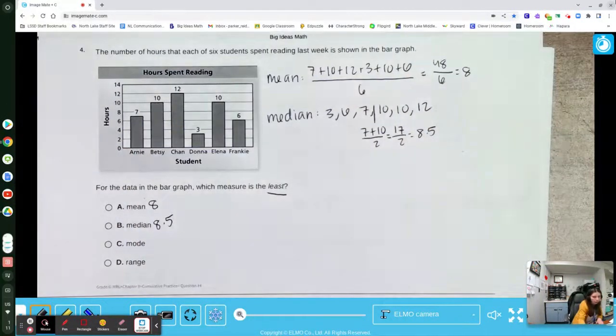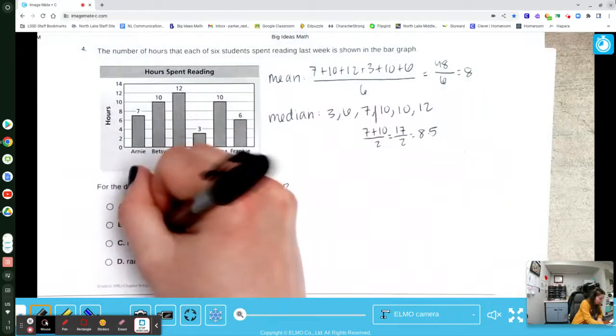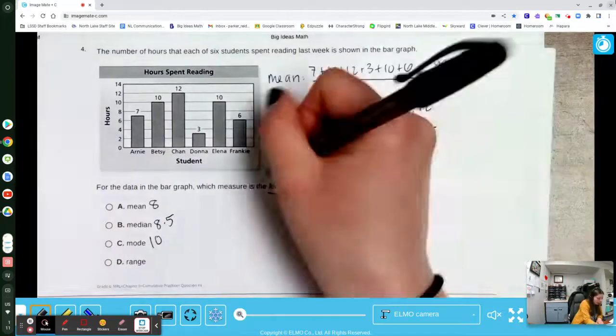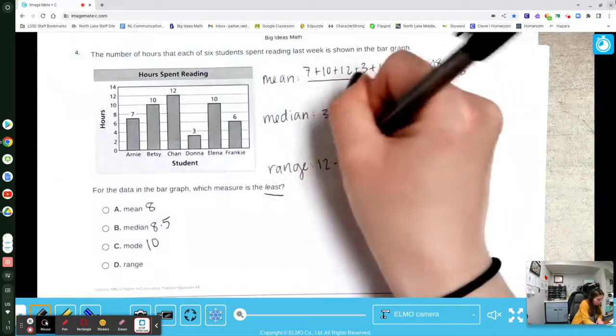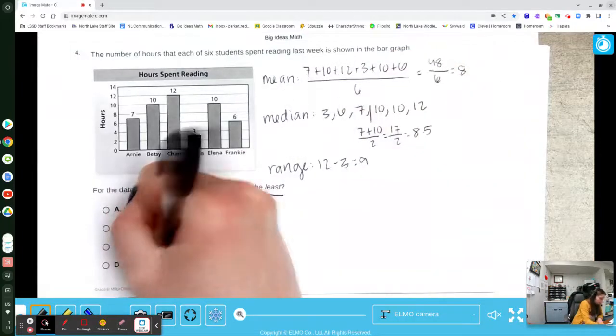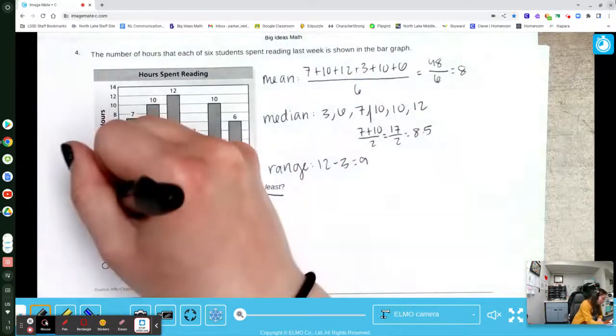Next, I'm going to find the mode. The mode is the value you see the most often. The only one that's even repeated is 10, so that's the mode. And finally, the range, that's the greatest value minus the least value. So 12 minus 3, which is 9. So out of all these, the least is going to be 8, the mean.